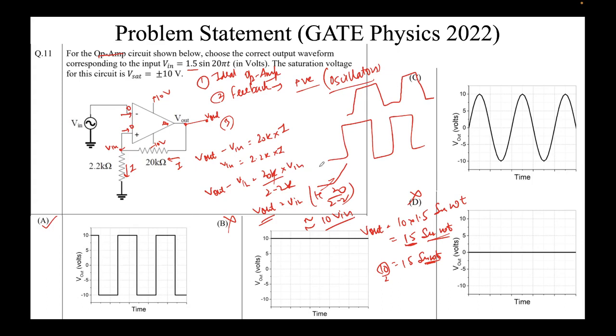Again, I'll summarize this. This is a positive feedback circuit, and we found the gain simply using the expressions for KVL or Ohm's law. That's it.